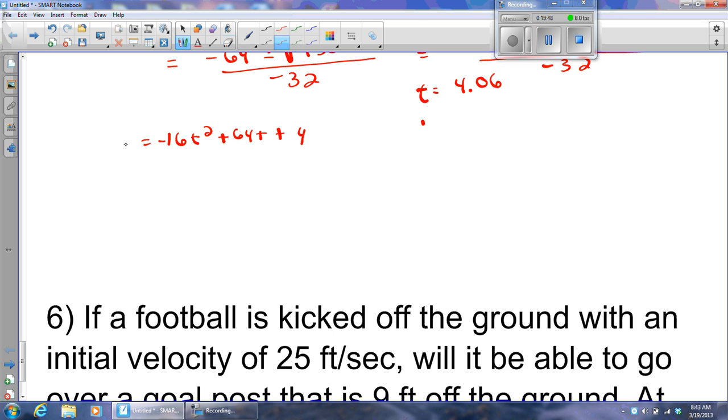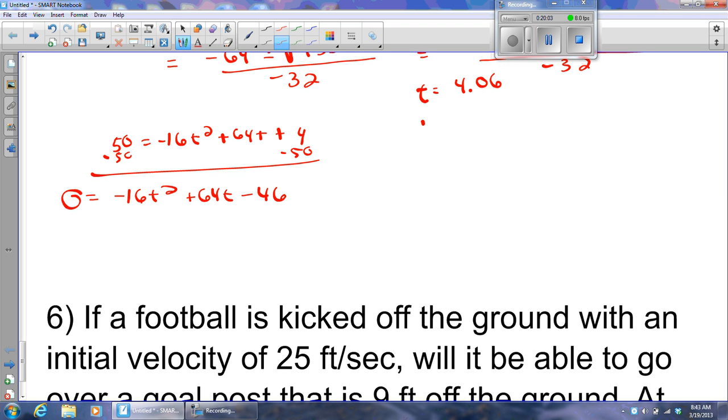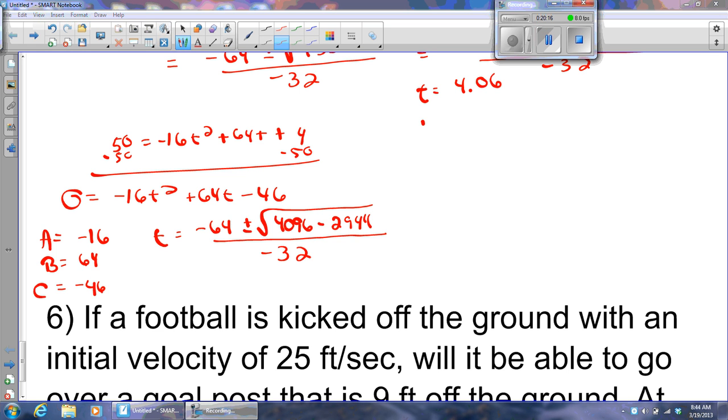And then I subtract the 50, and I will get 0 equals negative 16t squared plus 64t minus 46. Okay, and I can go to the quadratic formula on that. Now I'm expecting 2 times, unless 50 is the vertex. So hold on a second. I'm actually going to go through everything. Okay, I did a little work so I didn't kill time on the video.